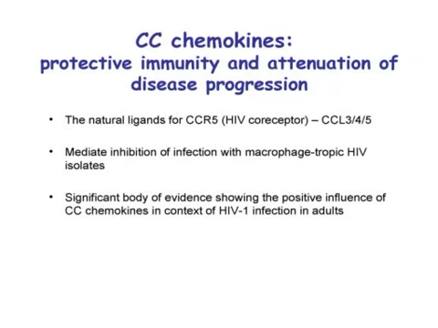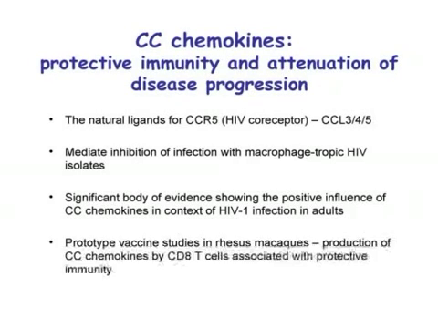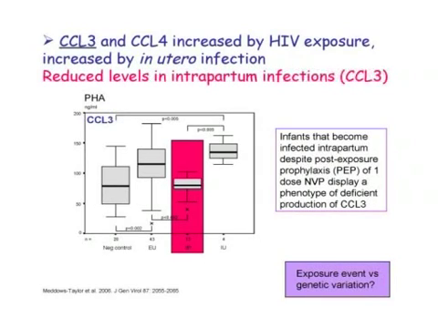There's a significant body of evidence that suggests a very positive influence of CC chemokines in the context of existing infection in adults. And there are also prototype studies in rhesus macaques that show that the production of CC chemokines by CD8 T cells or even other cells is associated with protection from infection. So there's some evidence to suggest that they're good to have. So what happened when we looked at the levels of production in infants?